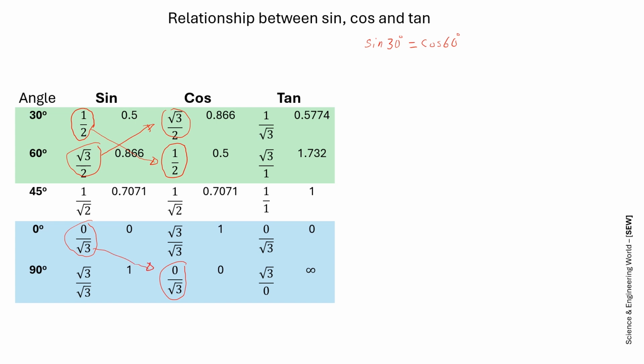And sine 90 is also equal to cos 90. So we have here that relationship. Again, if you look at 45, we see that this is also equal to that. So sine 45 equals cos 45.